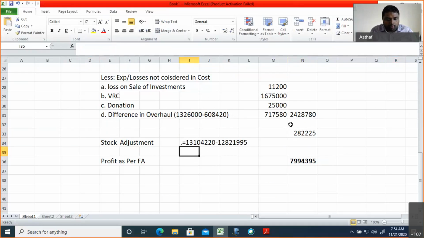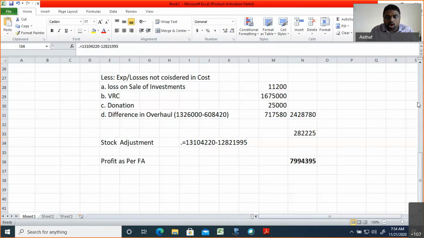So the breakup of 2,82,225 is the difference between costing and financial stock. It is a difference. So those friends who are not able to make the topic, I have given the working here. You can note the point.